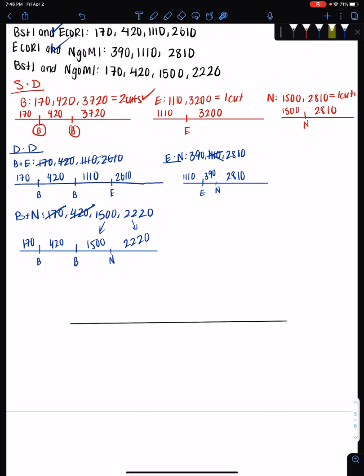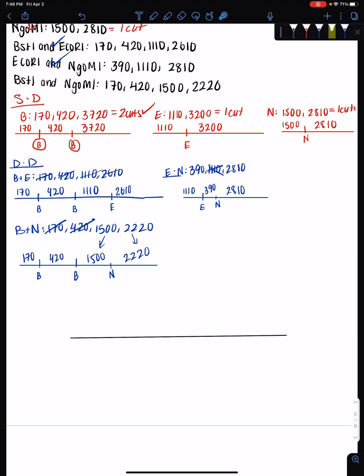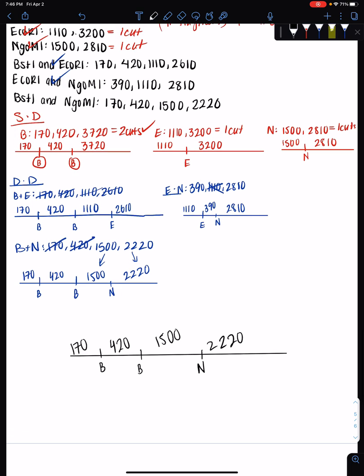We could use either the double digest with B and E or the double digest with B and N, because both of them have the same amount of cuts. I'm going to use the one right here since it's just closer to me. So there was a cut made by B right here. This fragment was worth 170. B made another cut right here, and that new fragment was 420. And N made a cut right here, and it was 1500. And this larger area was 2220. Okay, I wrote that wrong. Okay, it was that. And we're just missing E.